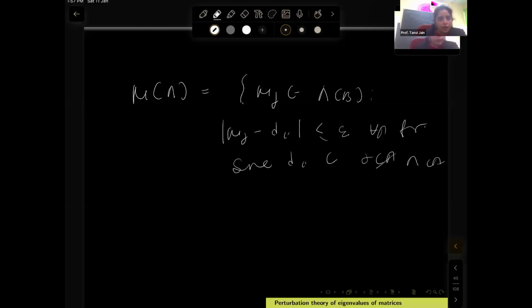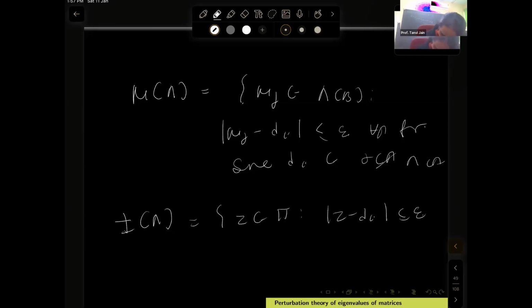This is a set. Now we also look at I lambda to be the set of all z in T at a distance, so mod z minus lambda I is less than or equal to epsilon for some lambda I belonging to lambda. Here also it's lambda I belonging to lambda.